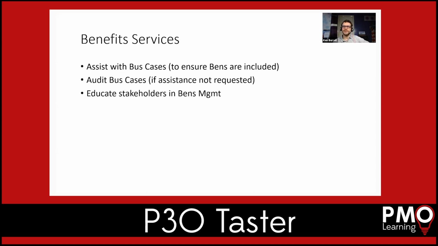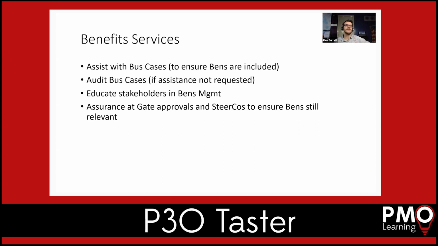Educating stakeholders in benefits management, so why it's a good thing to do, why we should do it, why it's important, and all that kind of stuff, and what it looks like. Throughout the delivery of the project, providing assurance at gate reviews and at steering committees to make sure that benefits are still relevant and they're being considered in things like change control and stuff like that. And then at the end of the project or after the end of the project, monitoring the delivery of benefits after the delivery in the sort of rollout phase or realization phase, or assisting the sponsors to do that if the organization doesn't want the PMO to get involved because it's deemed business as usual.